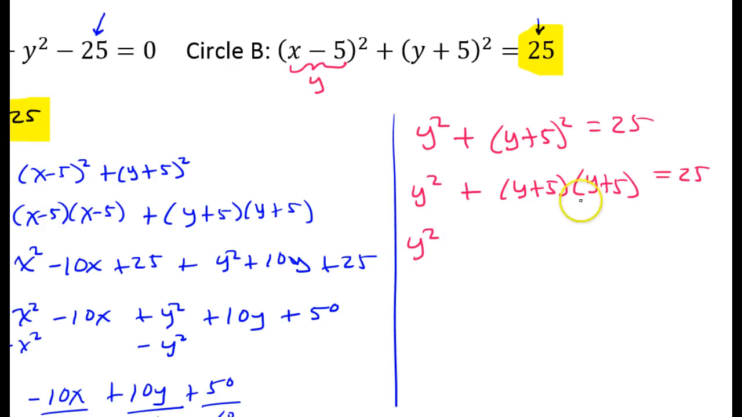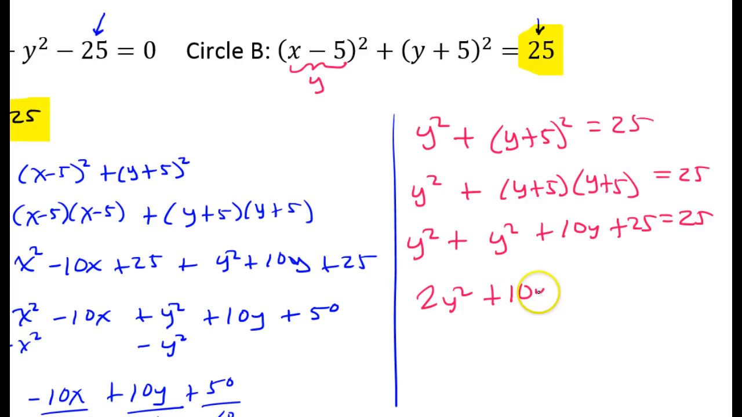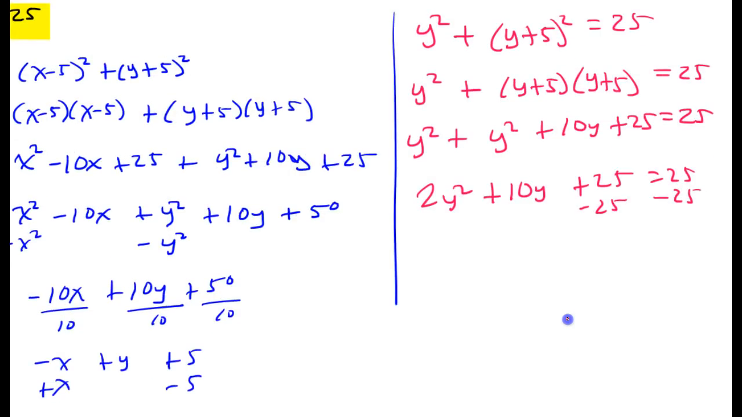So that'll be y squared, and if I multiply this out, I'm going to get y squared plus 10y plus 25 is equal to 25. So that's going to be 2y squared plus 10y plus 25 is equal to 25. If I subtract 25 from both sides, that's going to give me 2y squared plus 10y is equal to 0.